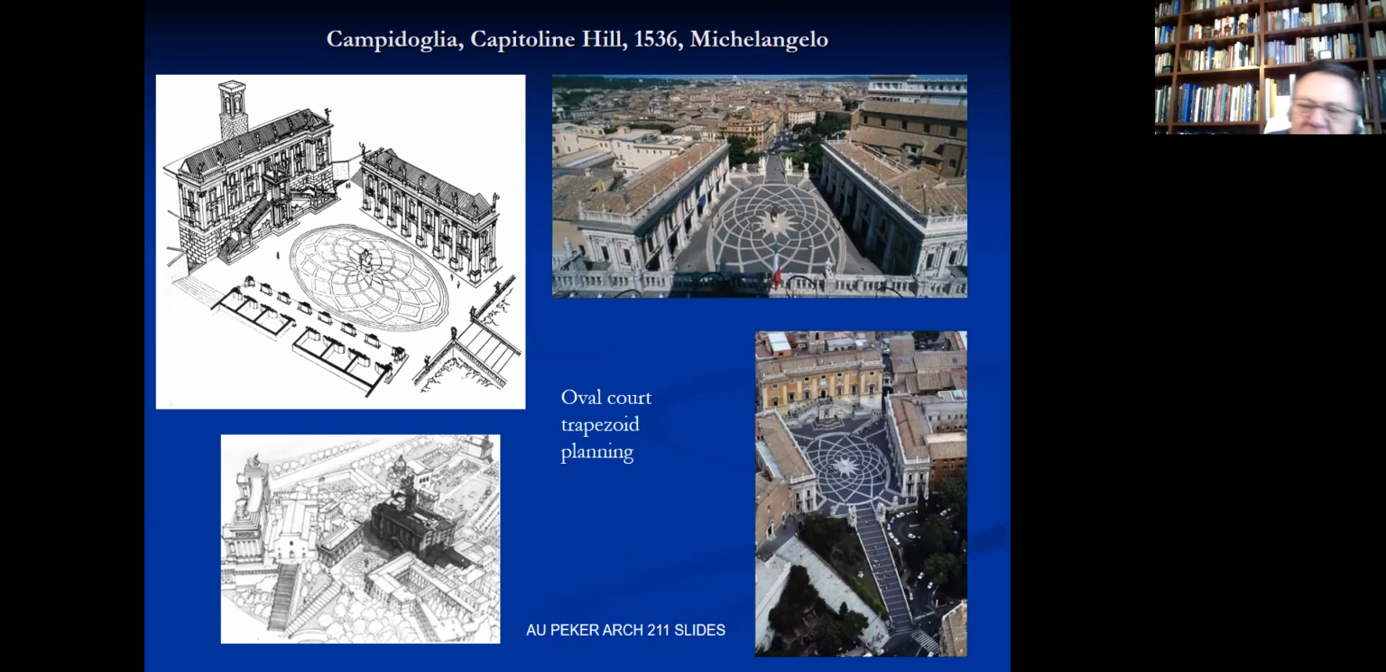stage, advanced it. For example, he introduced a great oval instead of a square or circle, a great oval at the center of a compound of buildings, as you can see, trapezoidal. Here we have trapezoidal planning, diagonally placed wings, two wings, and a central body with a great facade at the back.